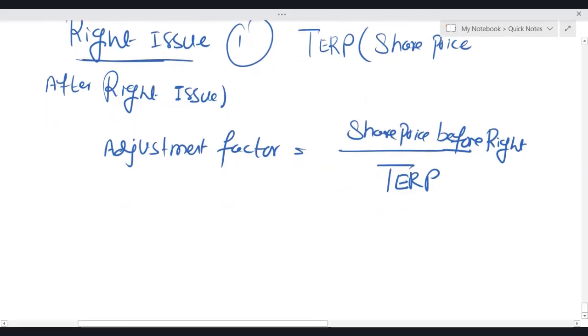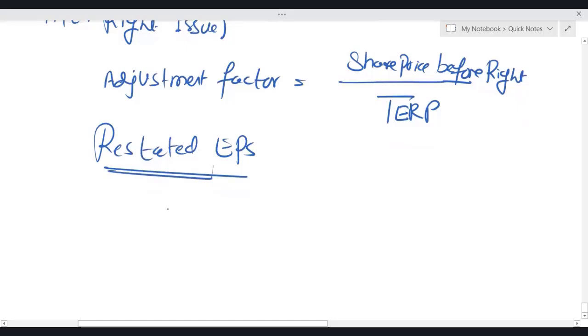Another thing is, whenever there is a restated EPS, whenever there is a bonus issue in the current year, you have to restate the previous year EPS. How do we restate the previous year EPS? Just do one thing. Take previous year EPS and multiply that with the inverse of bonus factor.